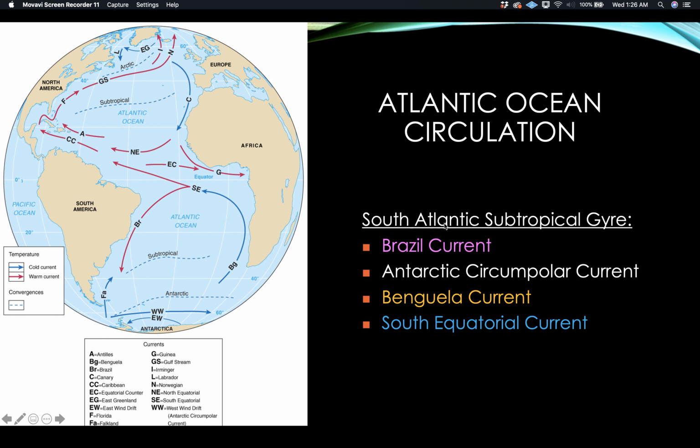Here we have the South Atlantic subtropical gyre. This consists of the Brazil current here, the Antarctic circumpolar current, the Benguela current, and also the South Equatorial current. So it has those 4 sides. The western side has the warm water current. The eastern side has the cold water current. The cold water current is going to be slower, and the warm water current is going to be faster.